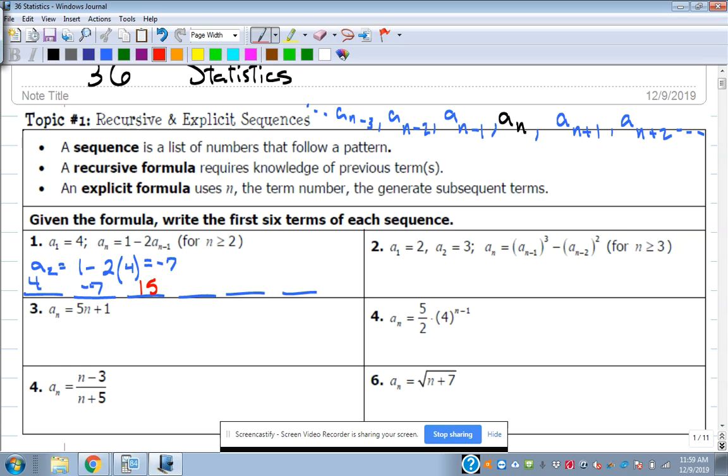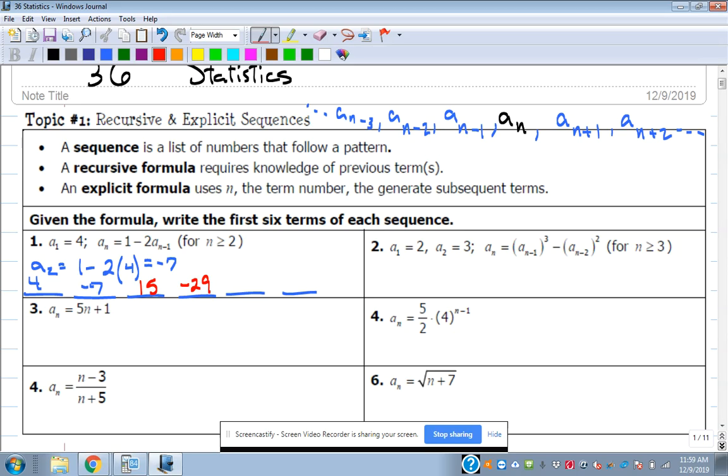The fourth term, you're going to use 15 to find it because it's a recursive formula. You're always just plugging in the previous term. So 1 minus 2 times 15. So 1 minus 30 would be negative 29. And for the first term, I plugged in 4. 1 minus 2 times 4. Plugged in the first term.